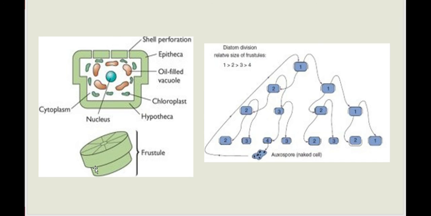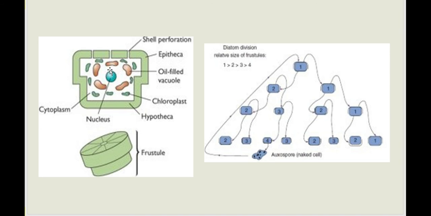Inside of that, they have their nucleus where they have their DNA. They have cytoplasm. They have things like oil-filled vacuoles. So remember we said that they like to have a lot of lipids so they can stay afloat. So they keep those lipids in little containers called vacuoles. And then they have this hard shell made of silica, and they have little perforations. This is where things like water come in and out, nutrients come in and out. They get rid of their waste through here, okay?